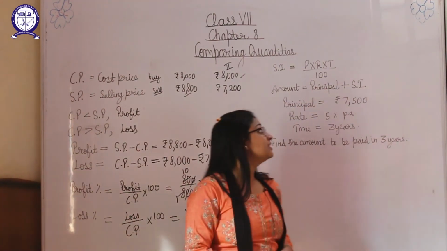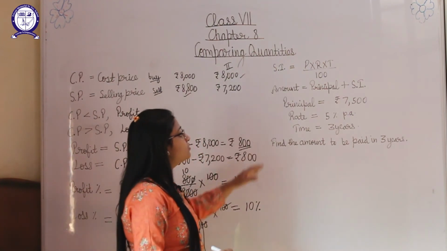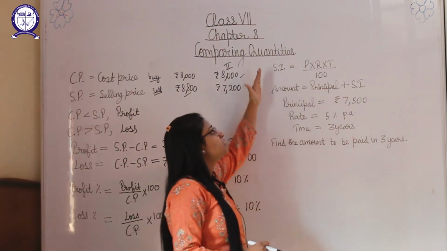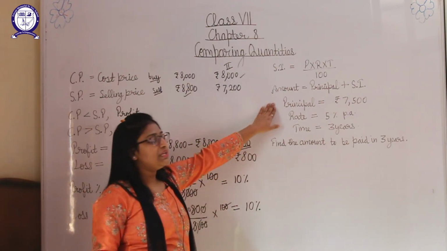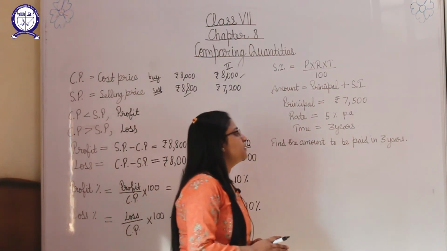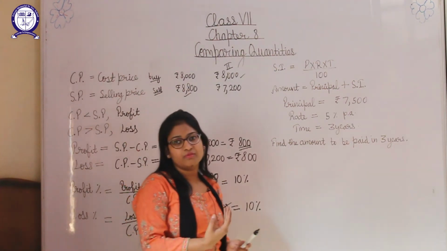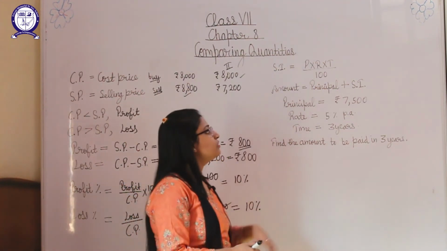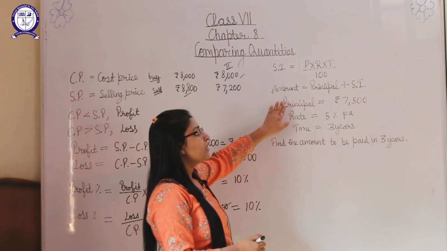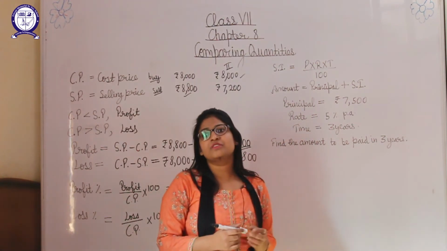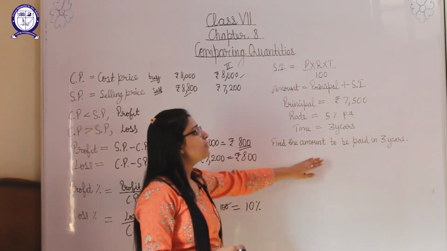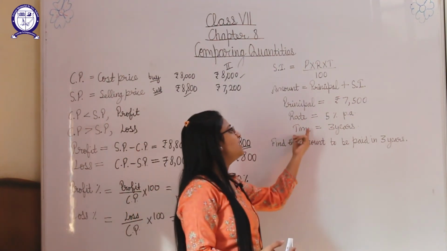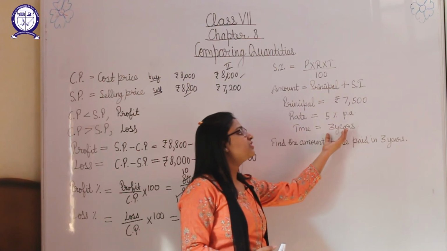Now the next thing is about the principal, rate, time, simple interest, and amount. Students, what is the principal? Principal is when a person borrows some money from another person. So that's called principal. And when that person gets the money, he will say that he will return the money after some time. Suppose he has said that he will return the money after 3 years.